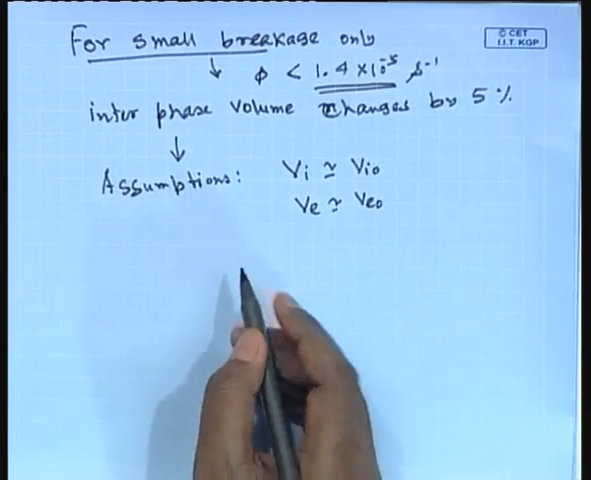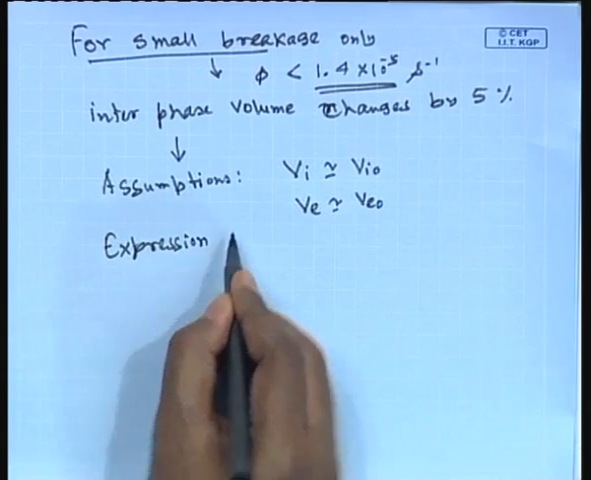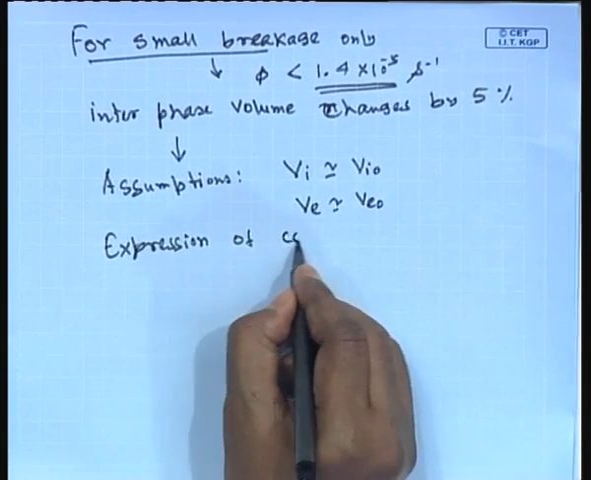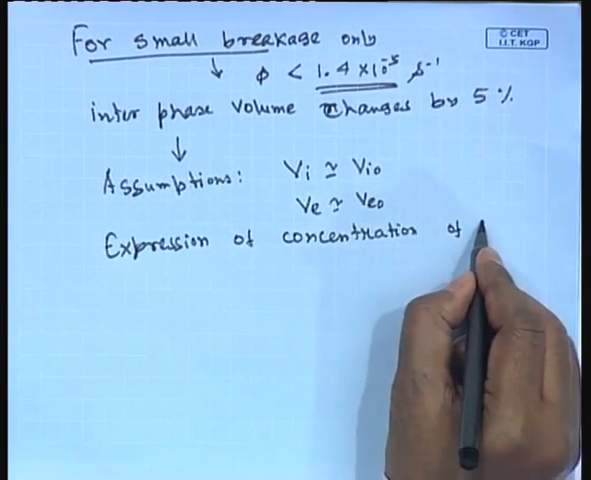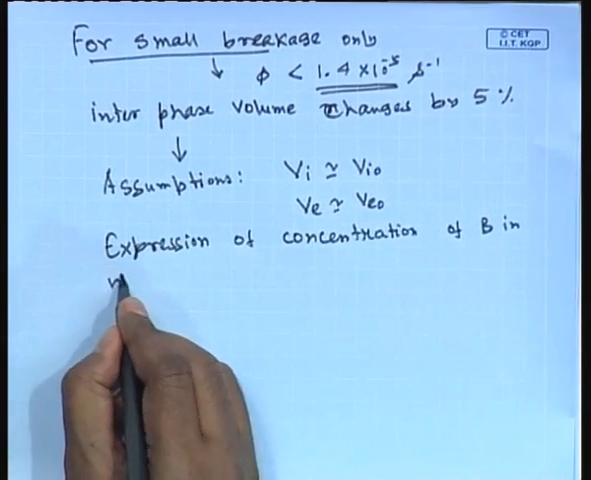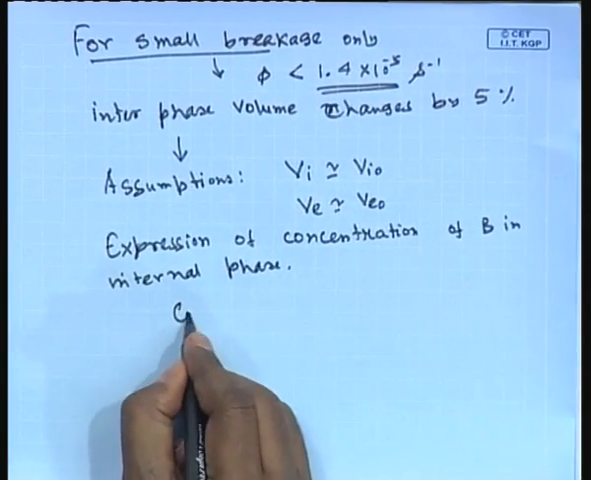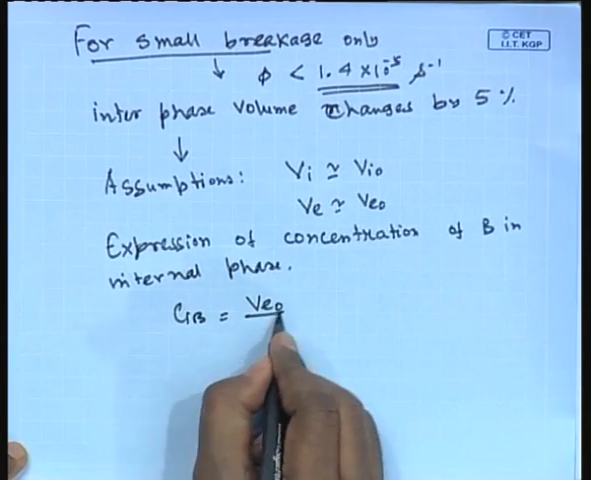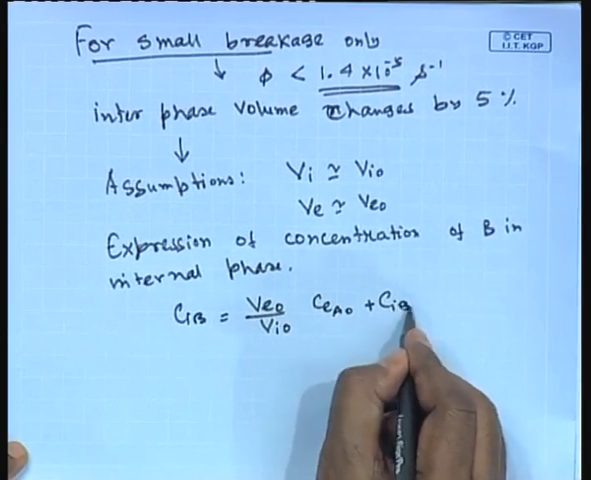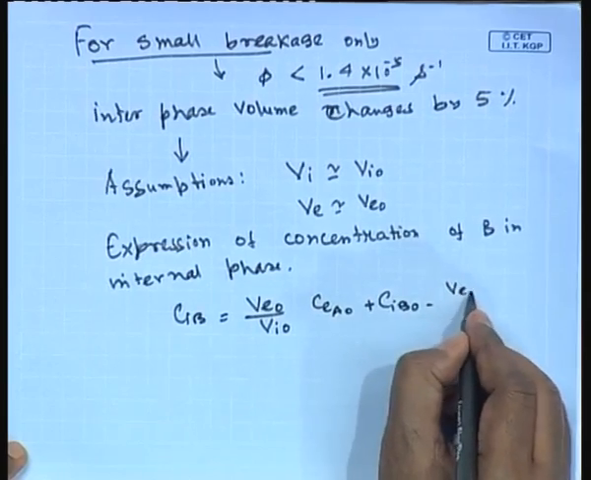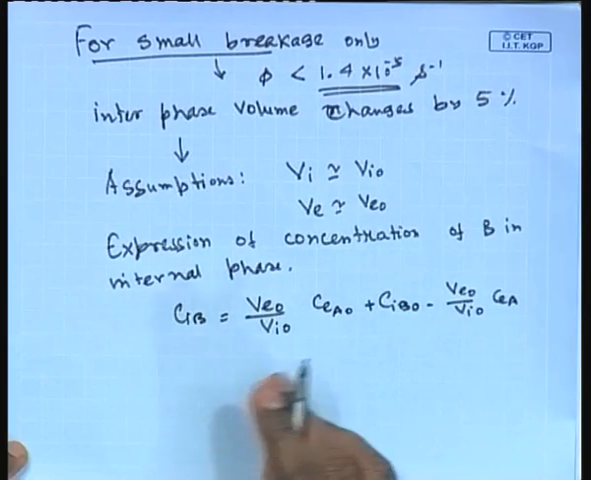Now, under this situation you can get the expression of concentration of B in internal phase as CIB is equal to (VE naught divided by VI naught) CEA naught plus CIB naught minus (VE naught divided by VI naught) CEA. Okay.